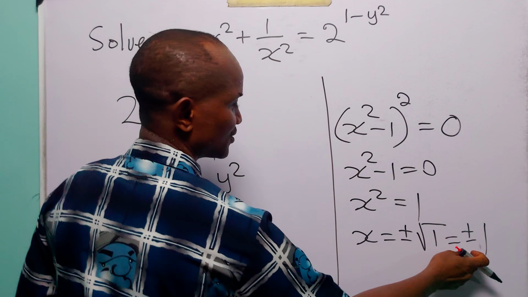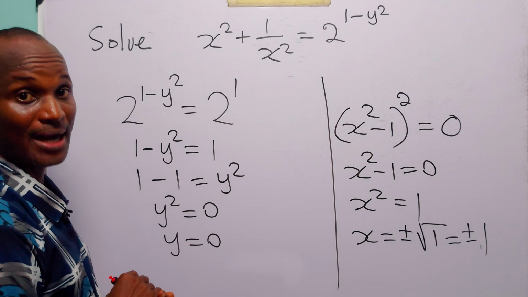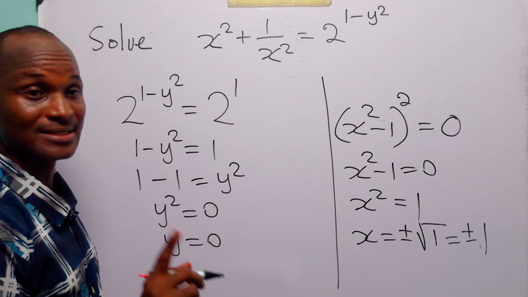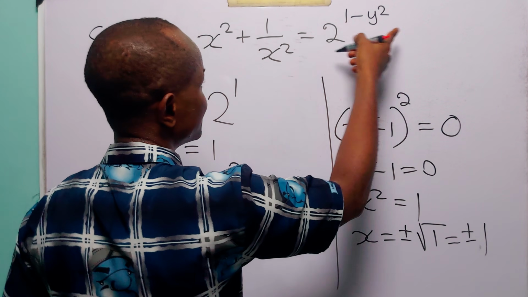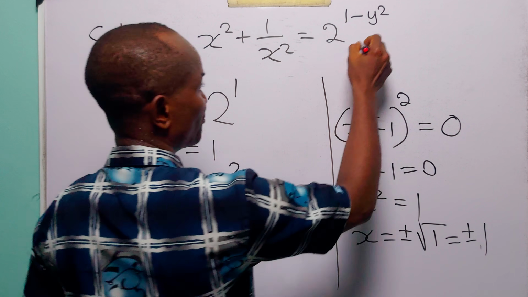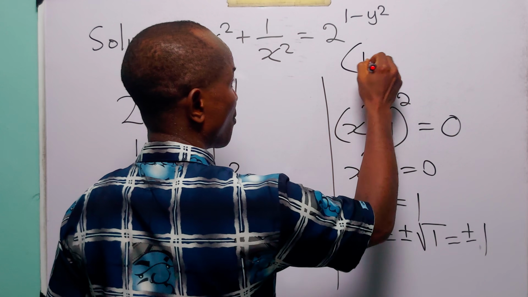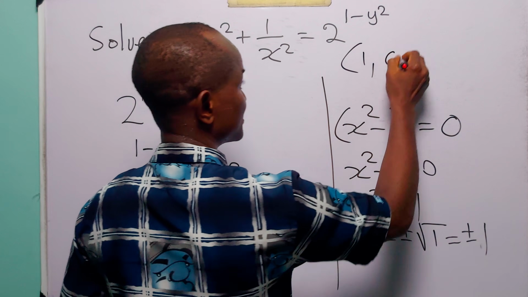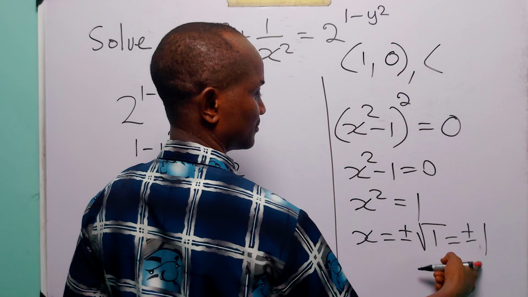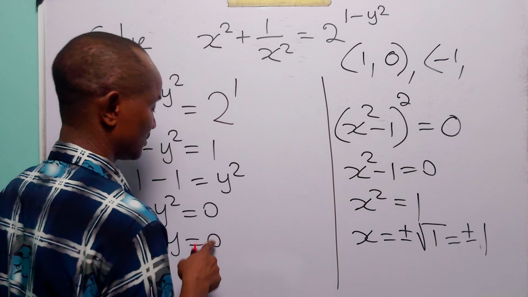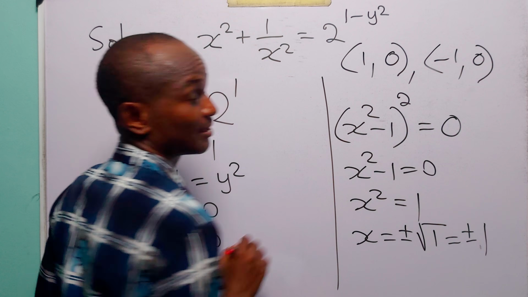So we have two values of x and one value of y. So ultimately, the 2 points that satisfy this equation are the points (1, 0) and (minus 1, 0).